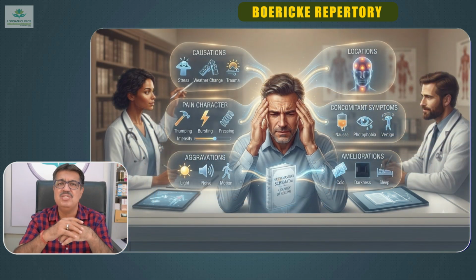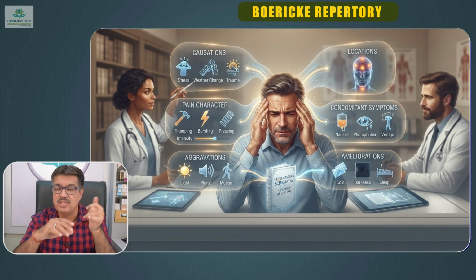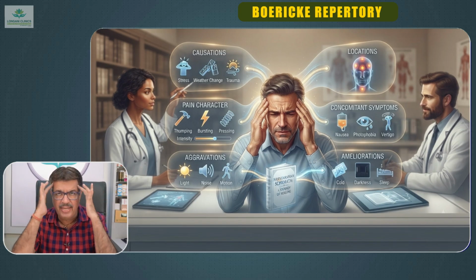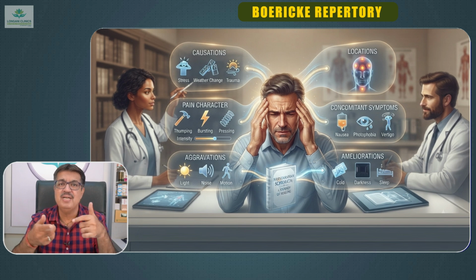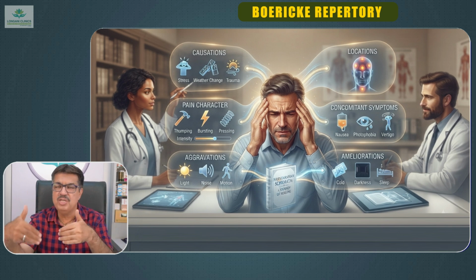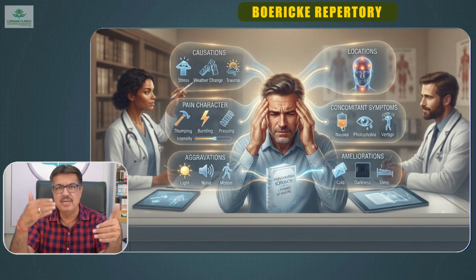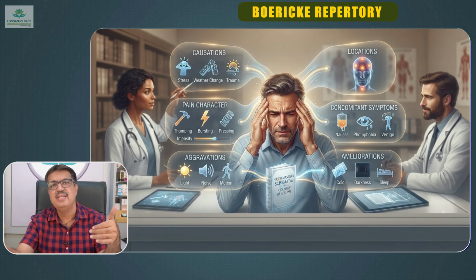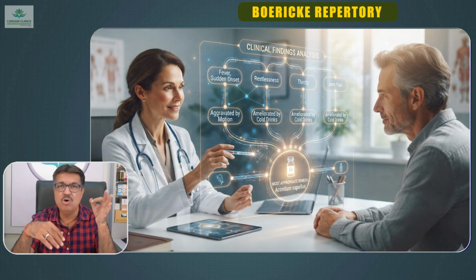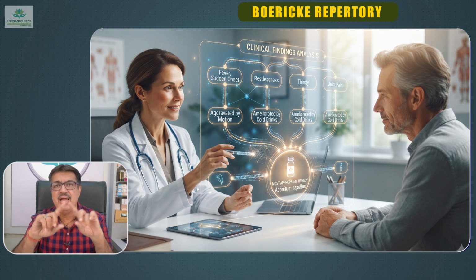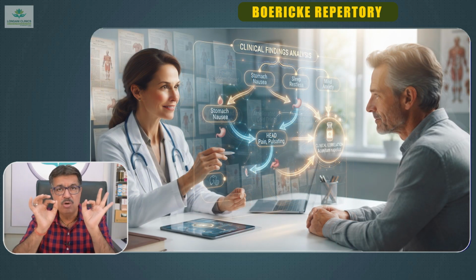Another interesting feature is the arrangement of rubrics. For example, under a complaint like headache, Boericke systematically presents causes, types, locations, character of pain, concomitant symptoms, aggravations, and then ameliorations. This organized approach helps the physician analyze a case rapidly and accurately.